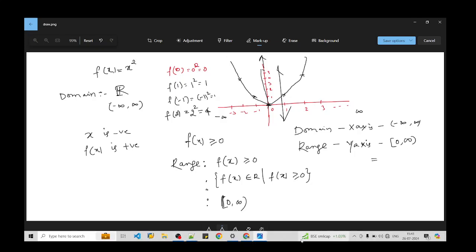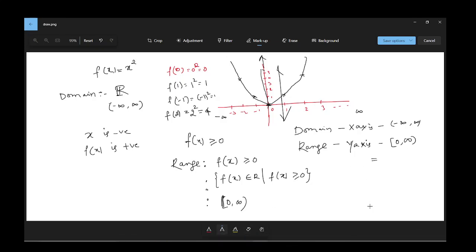So this is about range. In the next coming videos we shall solve problems on domain and range.